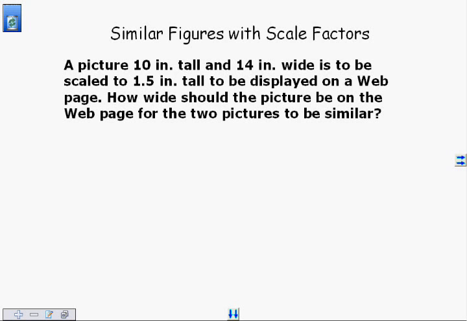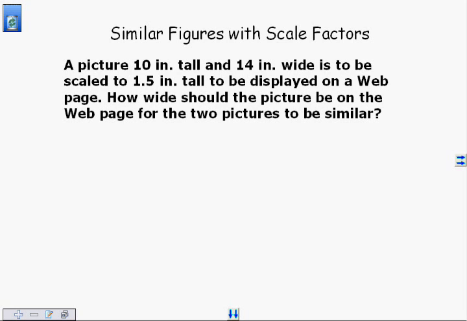Now, we're going to take a look at this example to walk through similar figures with scale factors. What we're trying to do is figure out how much was it blown up by, or how much was it reduced by. So that's what we're going to be working on now. A picture 10 inches tall and 14 inches wide is to be scaled to 1.5 inches tall to be displayed on a web page. So we're going to shrink this picture so we can put it on a web page. How wide should the picture be on the web page for the two pictures to be similar?